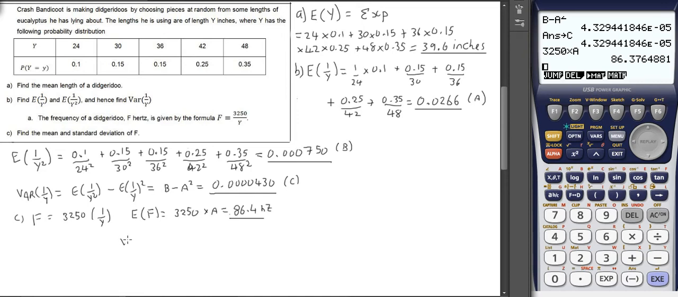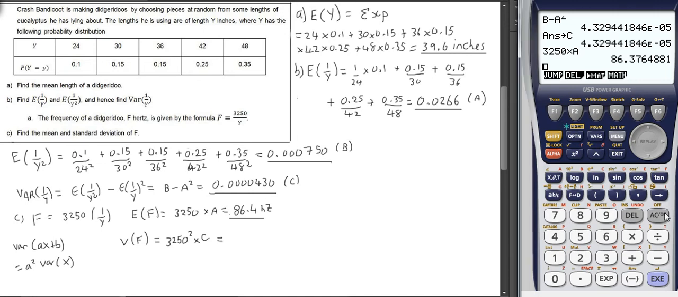And for the variance of F, we've got to remember the little formula that the variance of aX plus b is a squared times the variance of X. So the variance of F is 3,250 squared times the variance of 1 over y, which we've already worked out to be C. I'll just work that out. 3,250 squared times our value C, and we get 457.